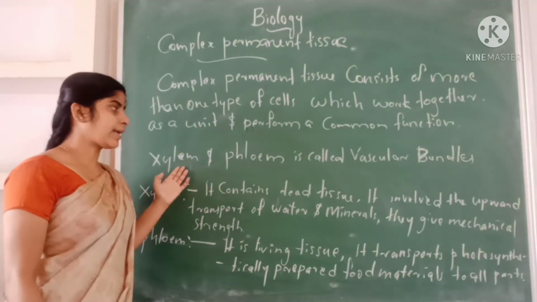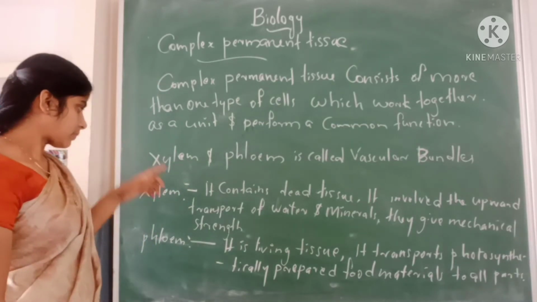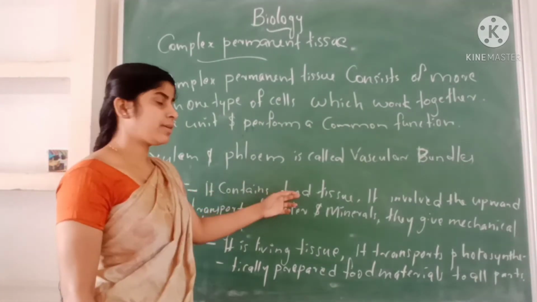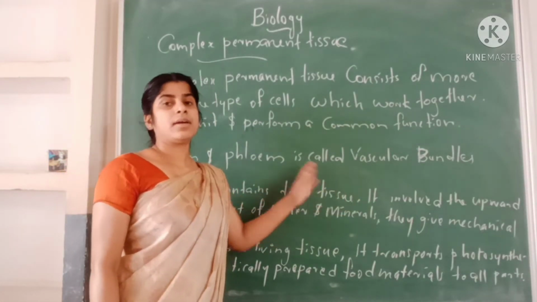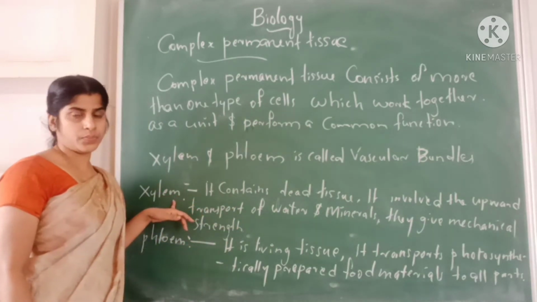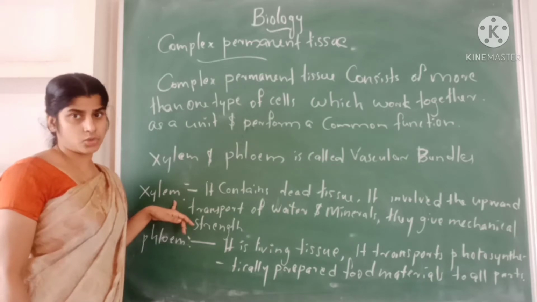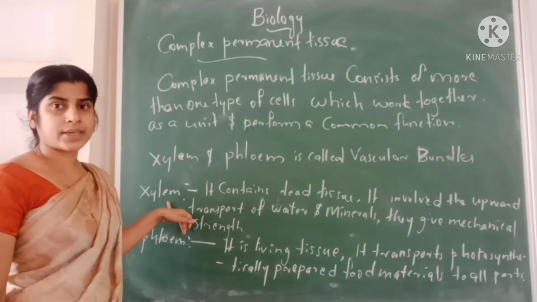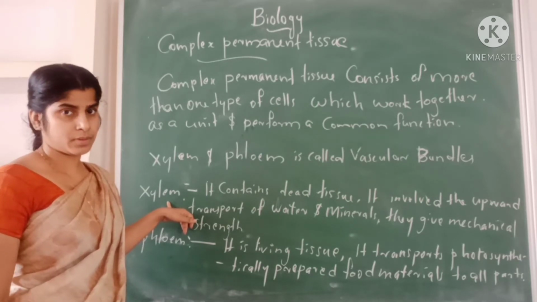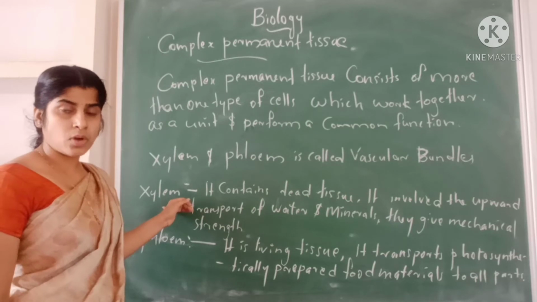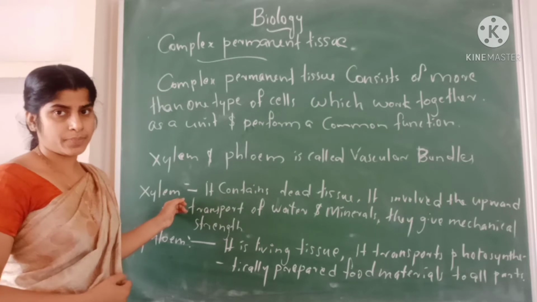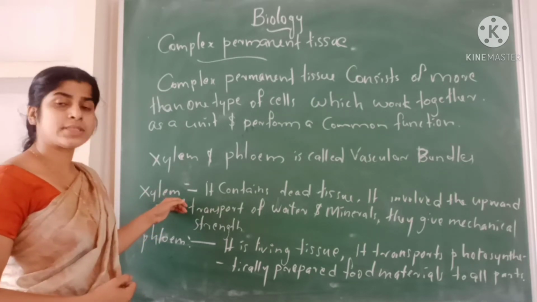So, what is xylem? Xylem contains dead vascular tissue and it gives mechanical support. Actually, it is a conducting tissue. It is composed of vessels, tracheids, fibers and xylem parenchyma. So this is xylem.